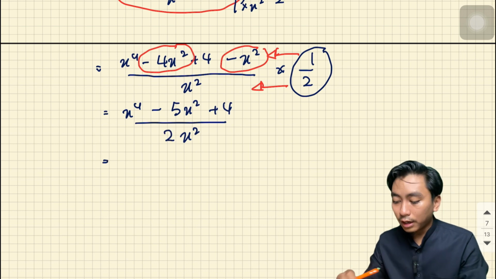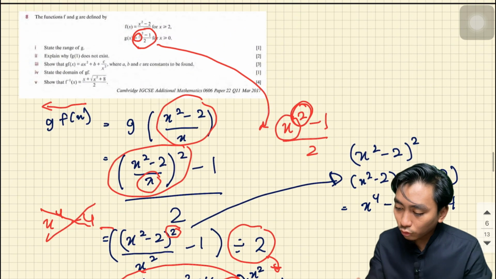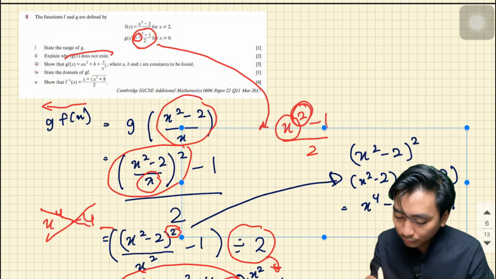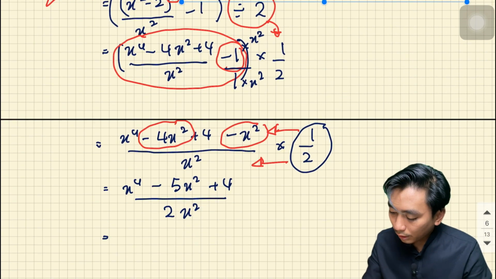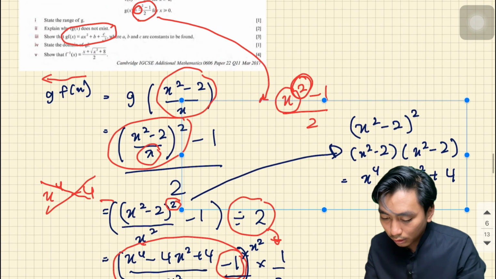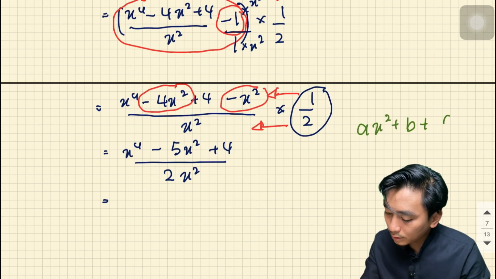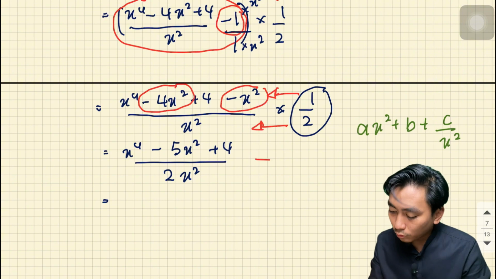So from this, is this the final answer? No, because the equation needs you to put the final answer into the form of ax square plus b plus c over x square. How do we go from this form into this form?